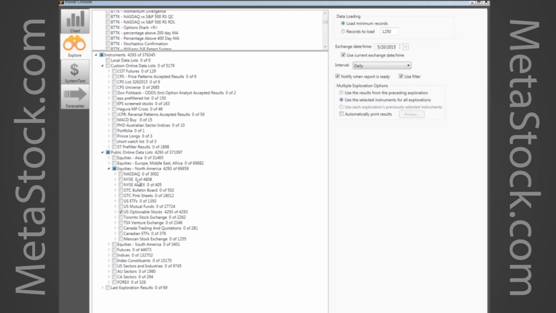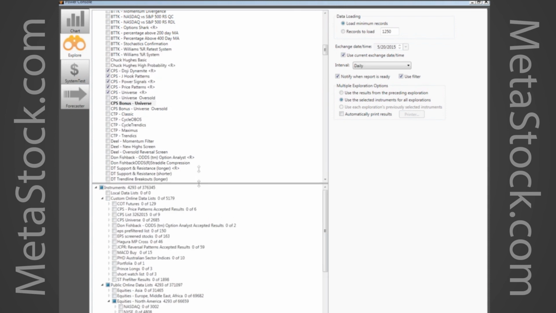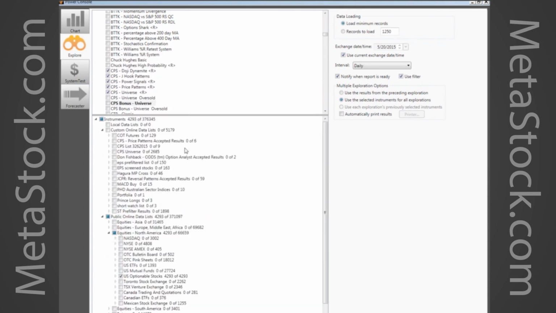So we're not going to run the scan. It took about 5 minutes for me to run it through all of the optionable stocks while Steve was getting started today. It's about 4,300 instruments, a very effective way to scan the market. And like a lot of other scanning tools, you don't have to define the list you want to scan against beforehand. It's all there.